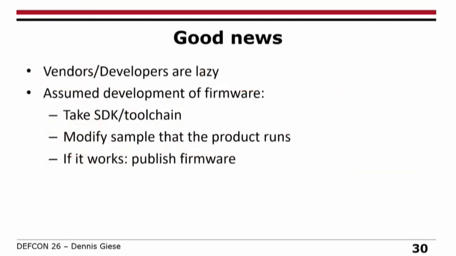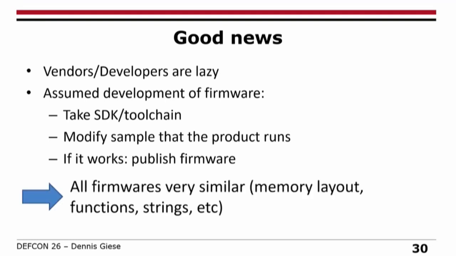Okay, so one piece of good news about the devices. The vendors are very lazy, and the developers are lazy. What they do is they just take the SDK which is delivered by the chip vendor. They modify some example which fits more or less their case. For example, they say, oh, this switch is a GPIO, so let us just take this. And as soon as this thing works, they just publish the firmware. For us, it's very good because the firmwares are more or less all similar. So the memory layout is quite the same. The functions which are used for specific things are the same, and the strings, for example log entries, are also the same. So it's very nice for us because as soon as you know one device, you more or less have an idea what's going on with other devices.